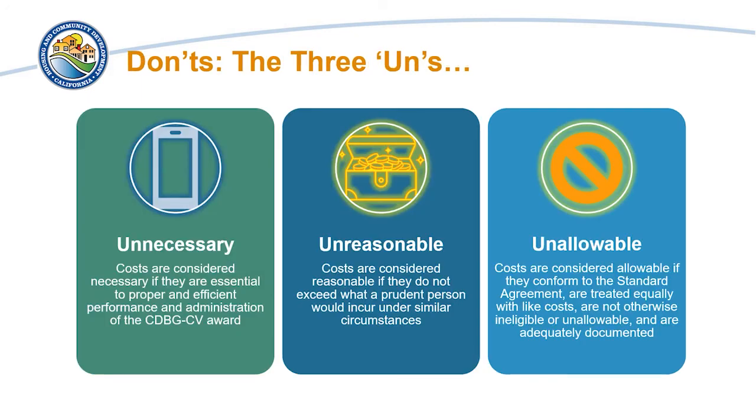Next, let's look at the 3 UNs. These are costs that are unnecessary, unreasonable, or unallowable. Costs are considered necessary if they are essential to proper and efficient performance and administration of the CDBG CV award. Costs are considered reasonable if they do not exceed what a prudent person would incur under similar circumstances. And finally, costs are considered allowable if they conform to the standard agreement, are treated equally with like costs, are not otherwise ineligible or unallowable, and are adequately documented.